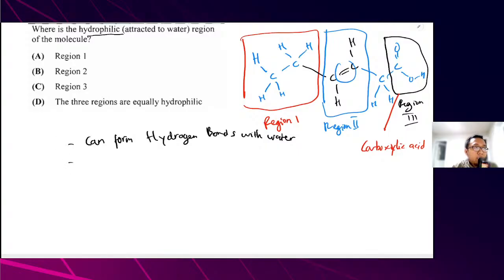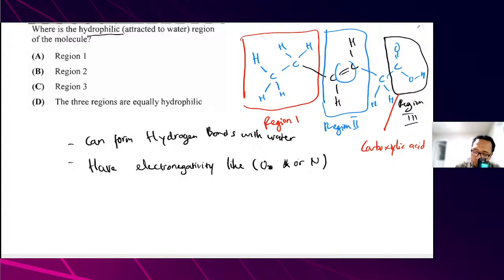The next thing is to look for electronegativity, like oxygen or nitrogen. Then polar and charged. Okay, this is the concept of the hydrophilic region.